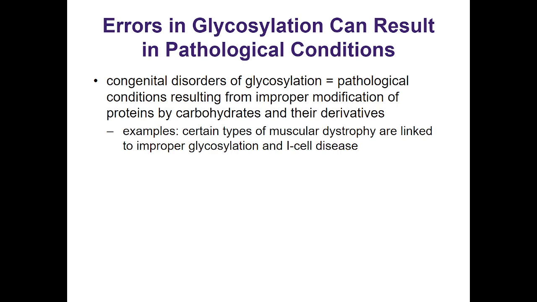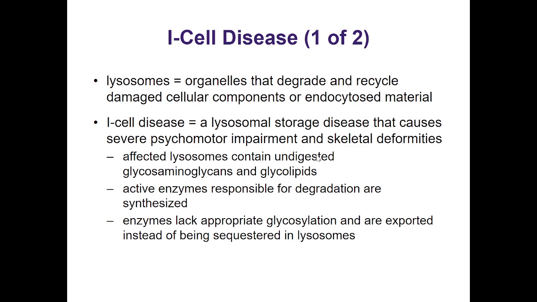Okay? So errors in glycosylation can result in pathological conditions. For example, congenital disorders of glycosylation. This is a pathological condition resulting from the improper modification of proteins by carbohydrates and their derivatives. Examples of that are certain types of muscular dystrophy. These are linked to improper glycosylation and I-cell disease. So this is I-cell disease.